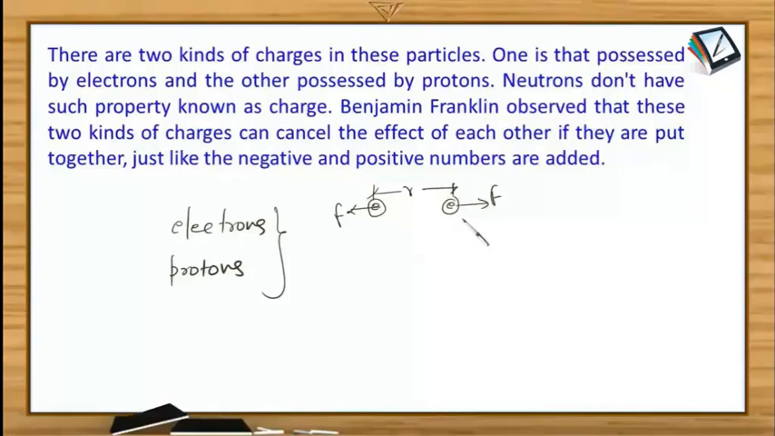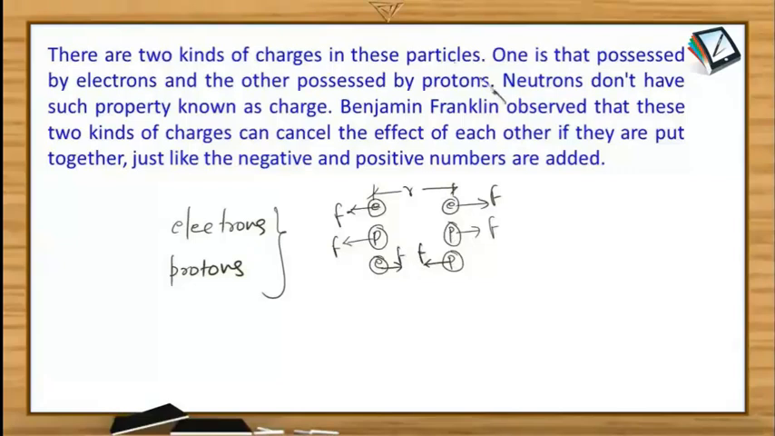So when two objects having charges equivalent to that of one electron are held at a separation, they are found to repel each other with a particular amount of force. And when two objects having the charge same as that of one proton are kept at the same separation, they are found to repel each other with the same amount of force. On the contrary, when one object has a charge equivalent to that of an electron and the other has a charge equivalent to that of a proton, and these two are kept at the same separation, they are found to attract each other with almost the same amount of force.